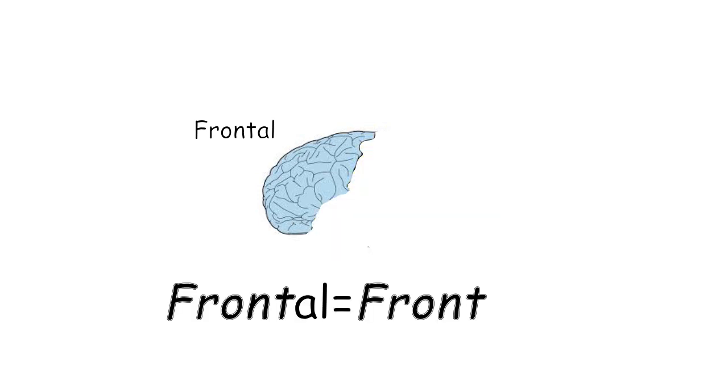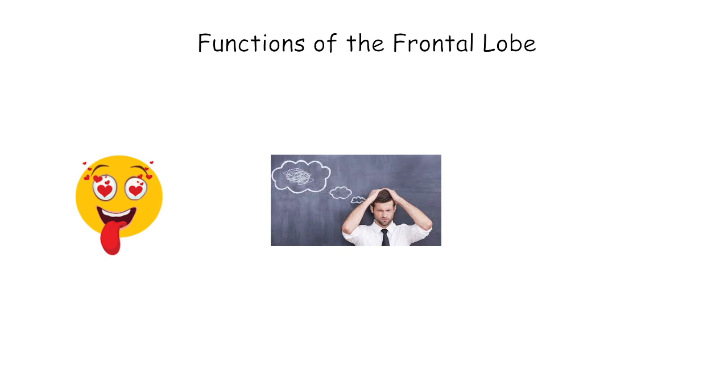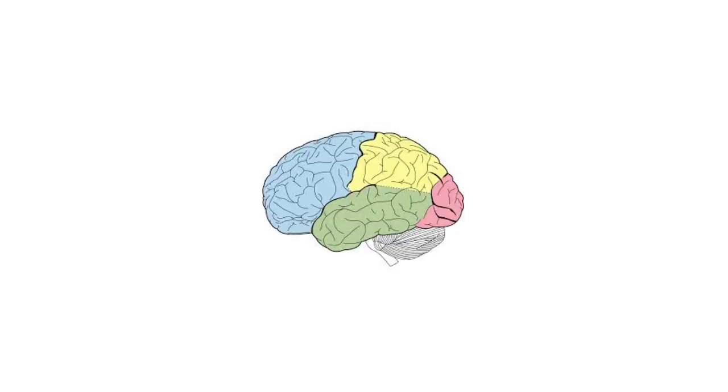The frontal lobe is located in the front of the brain. Frontal, front, pretty easy to remember. The frontal lobe is responsible for our emotions, memory, and ability to control impulses. As you age, your frontal lobe becomes fully developed. Many people say this is why teenagers sometimes can't make the right decisions.